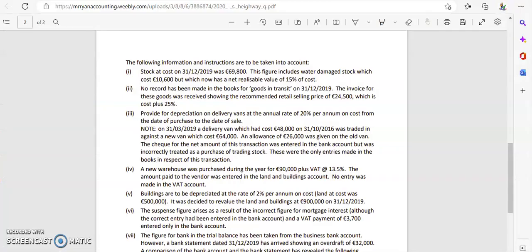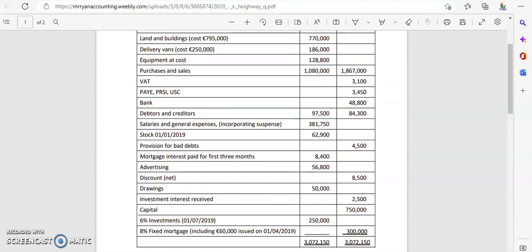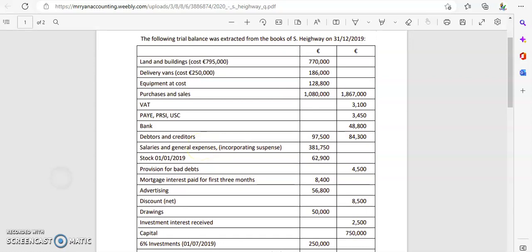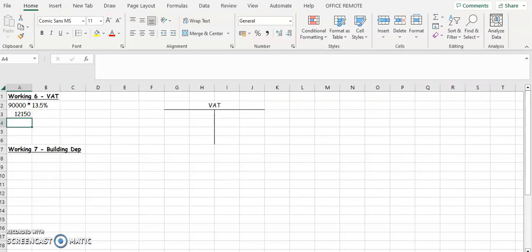So let's have a look at our VAT first. We'll see what side the VAT is on in our profit and loss account or in our trial balance. Is it a debit or is it a credit? If it's debit, it's money due back to us. If it's credit, we need to pay it. So we need to pay VAT of 3,100, so it's on the credit side. So our VAT account is going to be 3,100. It's going to be our opening balance. Because it's purchases, we're going to reduce our VAT account by our purchases.